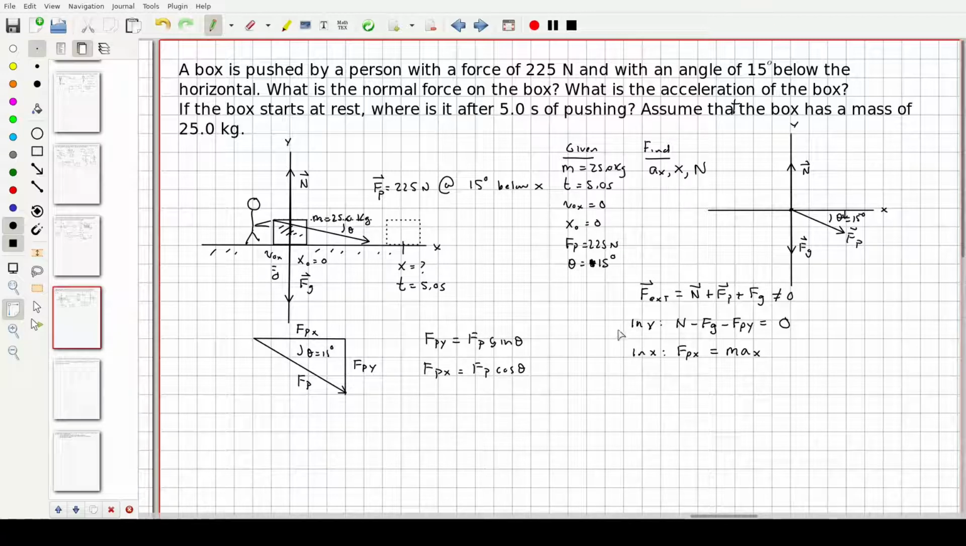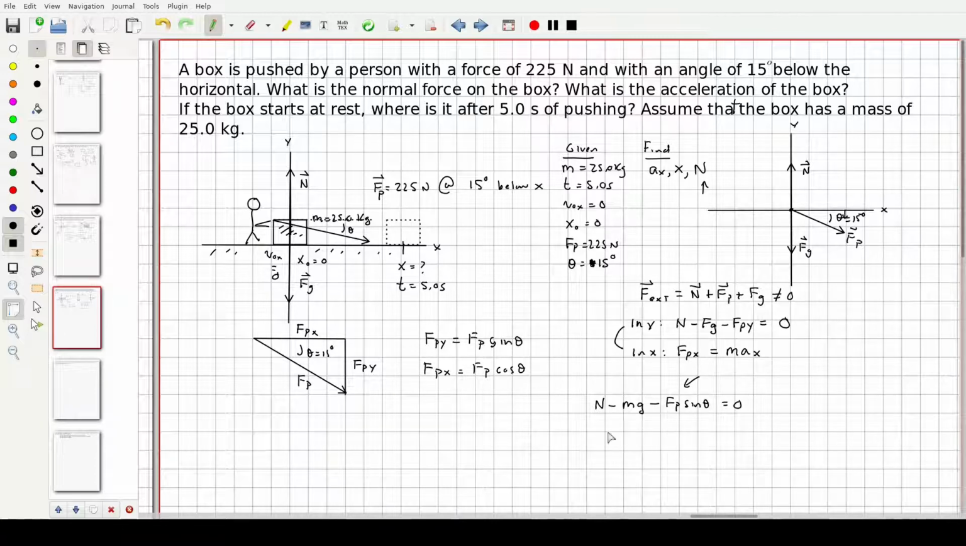All right, so these two equations right here say the following. The normal force minus the weight, which is m times g, minus this downwards push, which is Fp times sine of theta, is equal to 0. And it's this equation right here that's going to give us the normal force, because we know how much push we have. We know the mass of our box, and we know the angle below the horizontal that we're pushing at. So we can solve this one, and in fact, we will solve this one immediately here in a second, to find out what the normal force is.